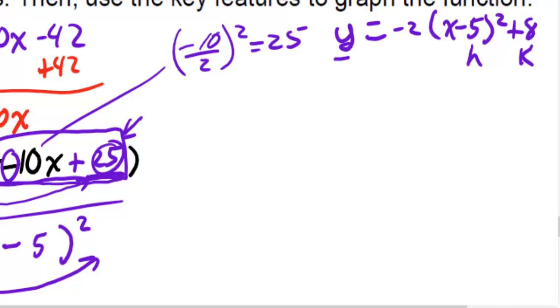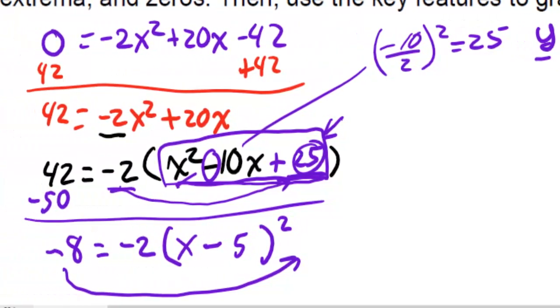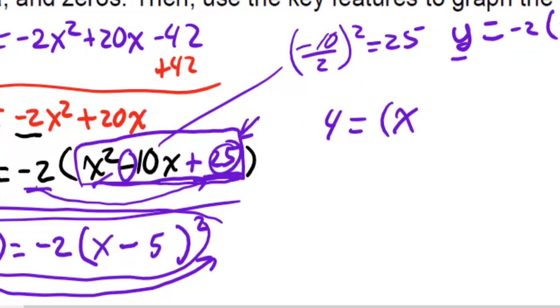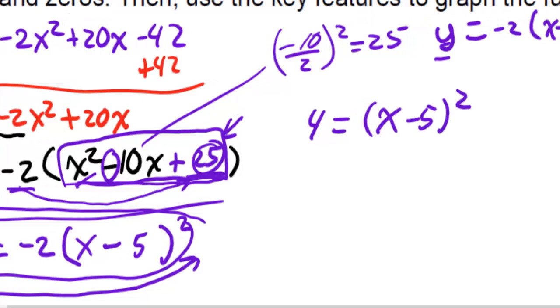But if I want to keep solving, I go back to this problem over here, and I want to divide both sides by a -2. So this -8, when I divide by -2, will give me a 4, and that's going to equal x minus 5 squared. Now I can take the square root of both sides using the square root property, so square root of both sides. Now I'm going to use the symmetry property.